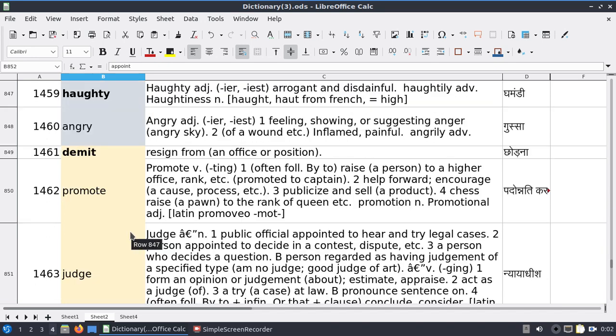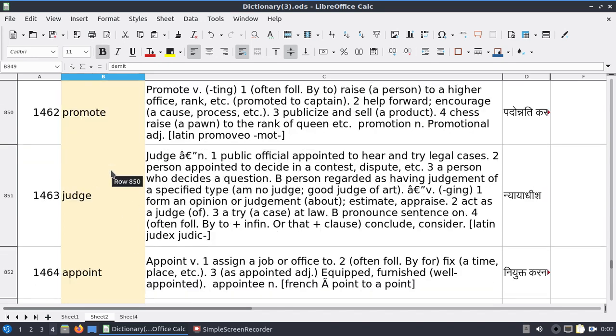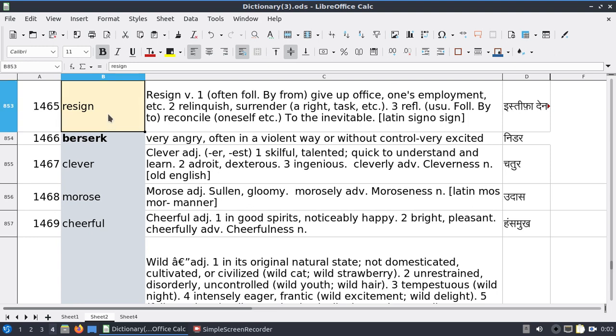This is not related to demit. Demit is actually resigning from the job. Resign is the correct word here.